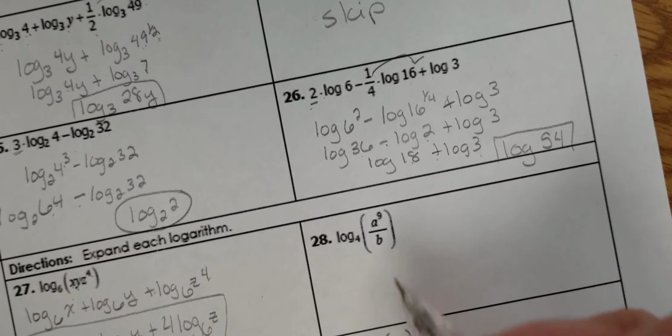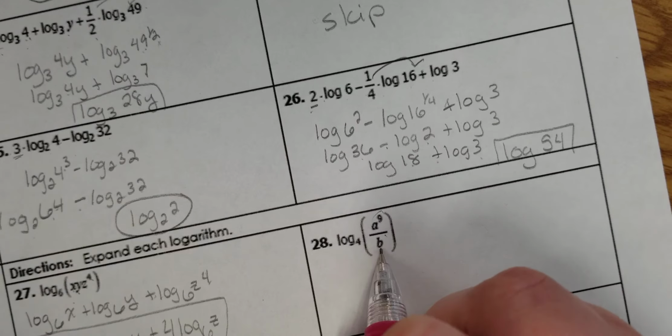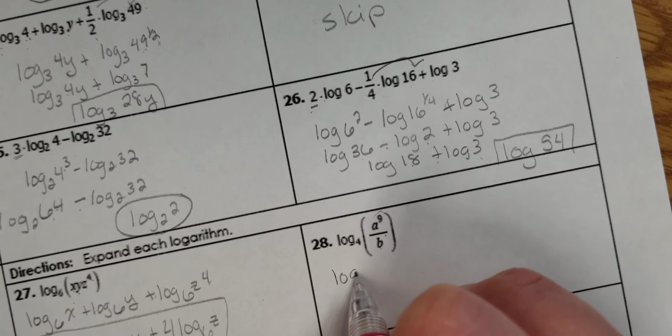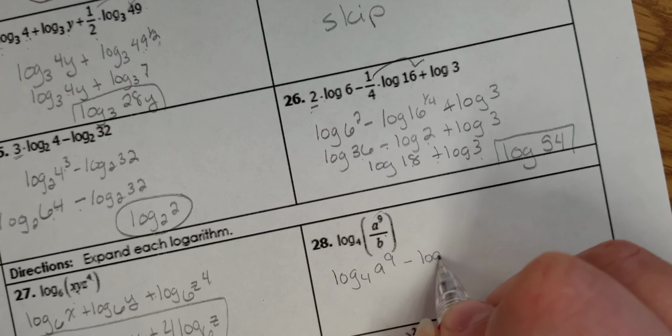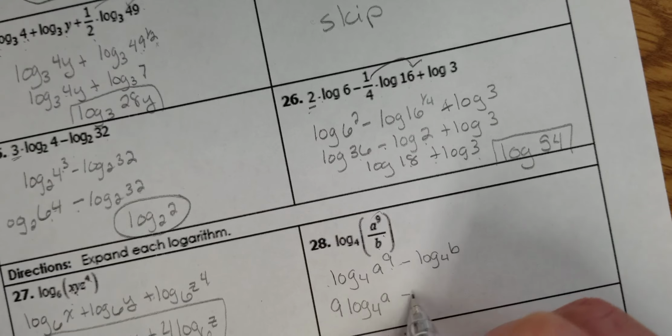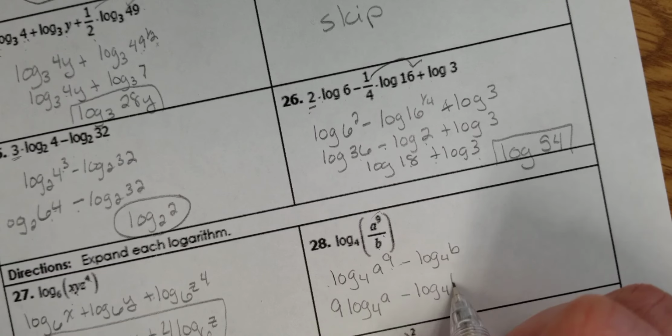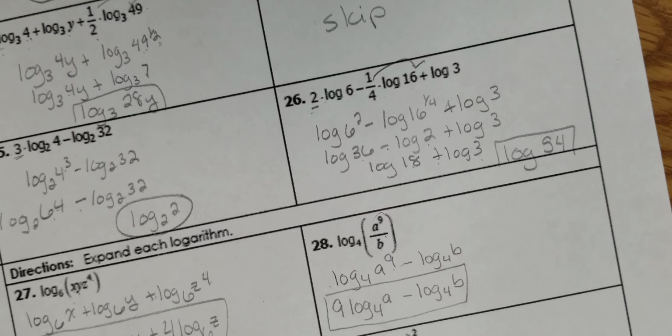So for 28, we have division. So a to the 9th is the entire numerator, and b is the denominator. So it expands to log base 4 of a to the 9th minus log base 4 of b. And because we have this exponent of 9, it becomes the coefficient in the next line. So we have 9 log base 4 of a minus log base 4 of b. There is the final answer for 28.